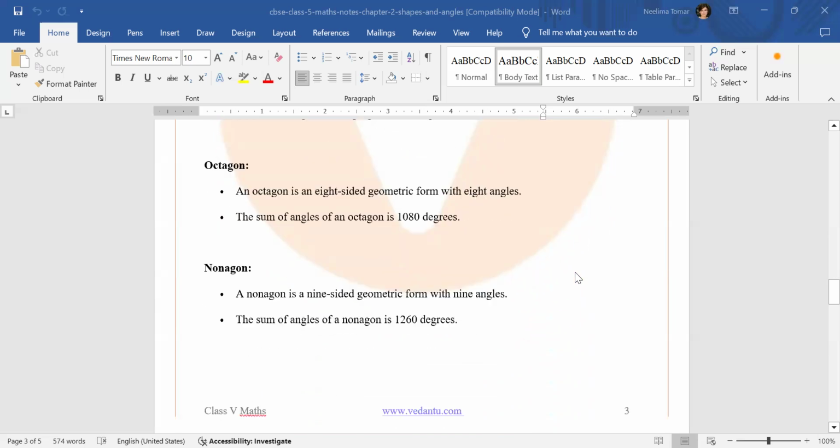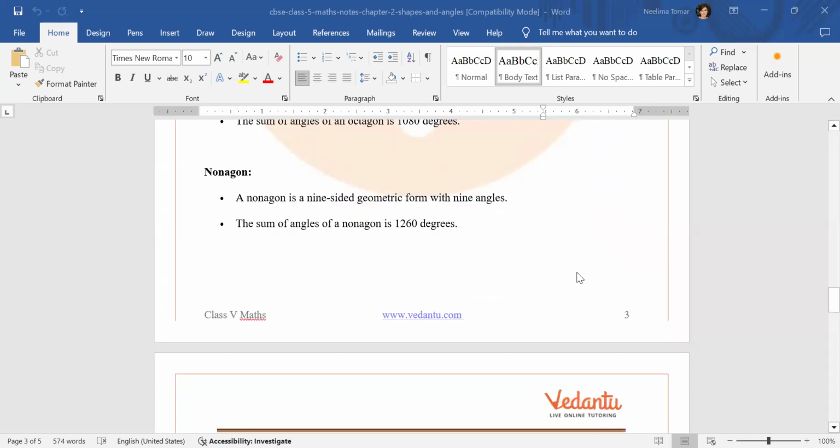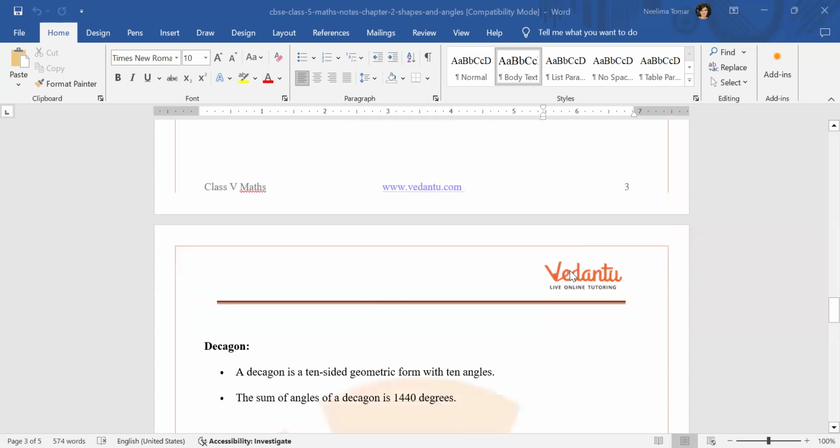Octagon. An octagon is an eight-sided geometric form with eight angles. The sum of angles of an octagon is 1080 degrees. Nonagon. A nonagon is a nine-sided geometrical form with nine angles, and here the sum of the angles is 1260 degrees.